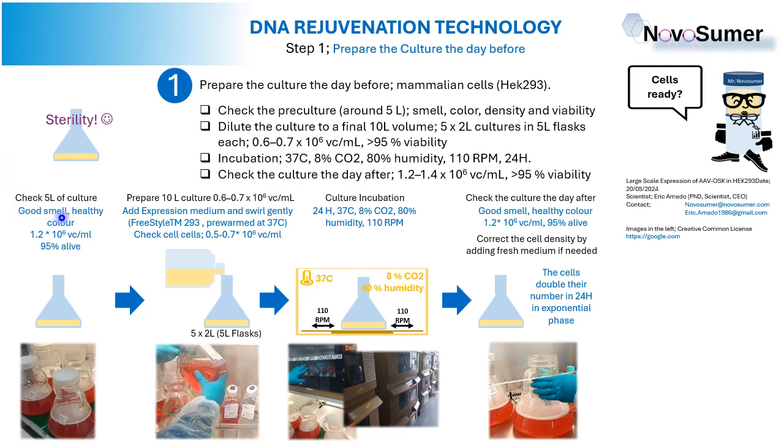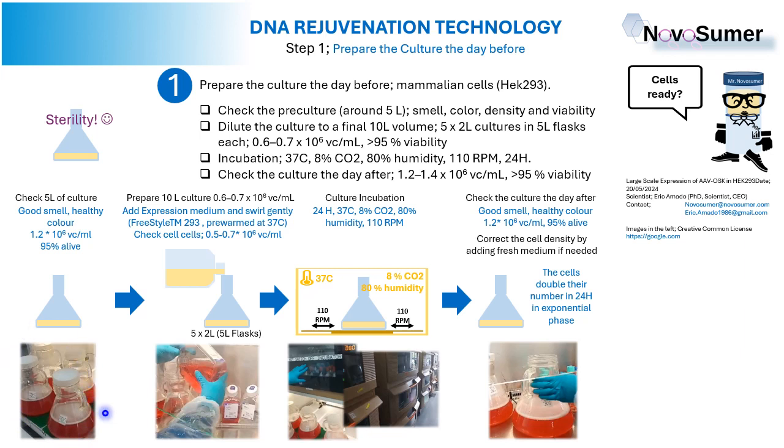First thing that we do is checking the 5 liters of culture. You see here, we check the smell. It has to smell good. We check the color. This is a nice color for this kind of cells. Yellow would not be nice, or another kind of color would not be nice. So this is the color that these cells have to be. So we check the smell, we check the color, and we check the amount of cells that we have. We check the density of cells using a cell counter. We will see it in following videos.